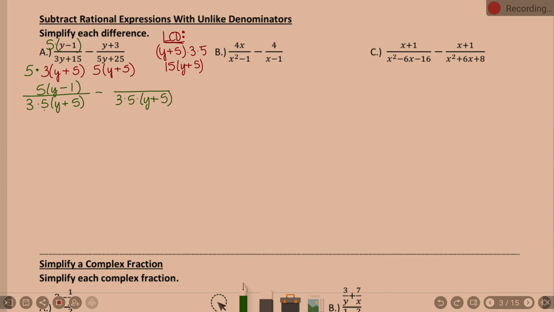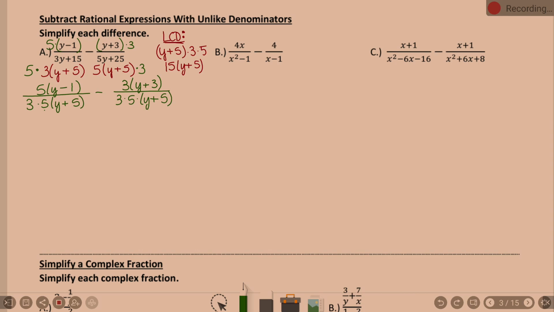Second fraction. Look at what my original denominator was, what my common denominator is supposed to be. What am I missing? I was missing the 3. So we're going to multiply this second fraction by 3. That means I'm multiplying top and bottom by 3. So that means on the top I'm going to be doing 3 times y plus 3.